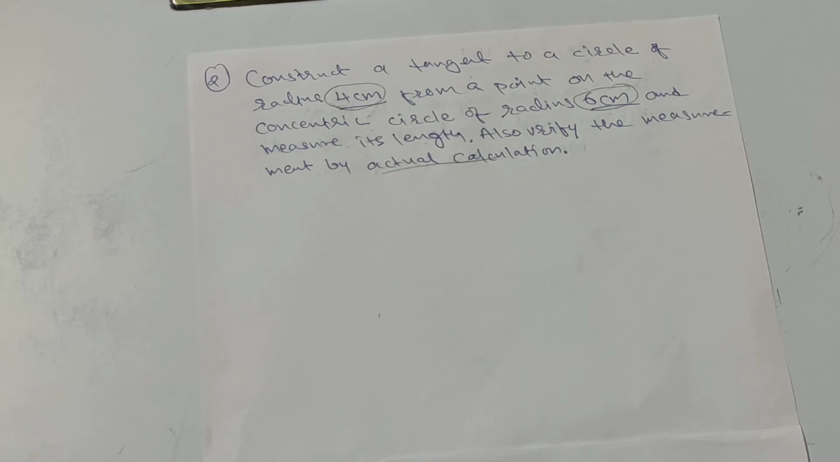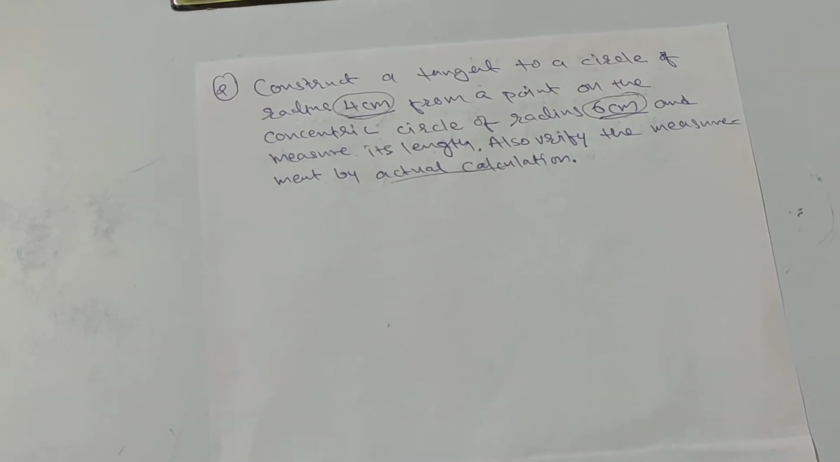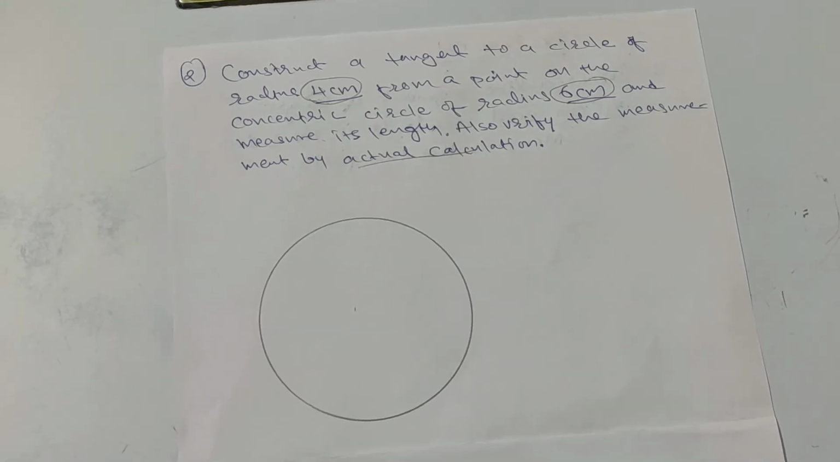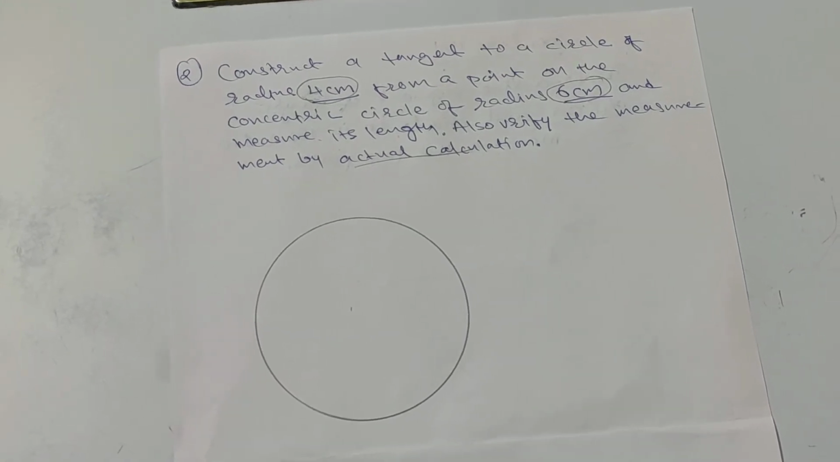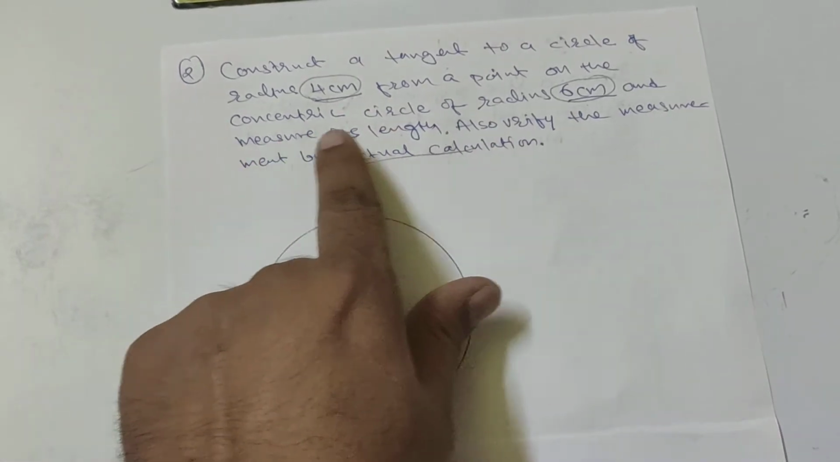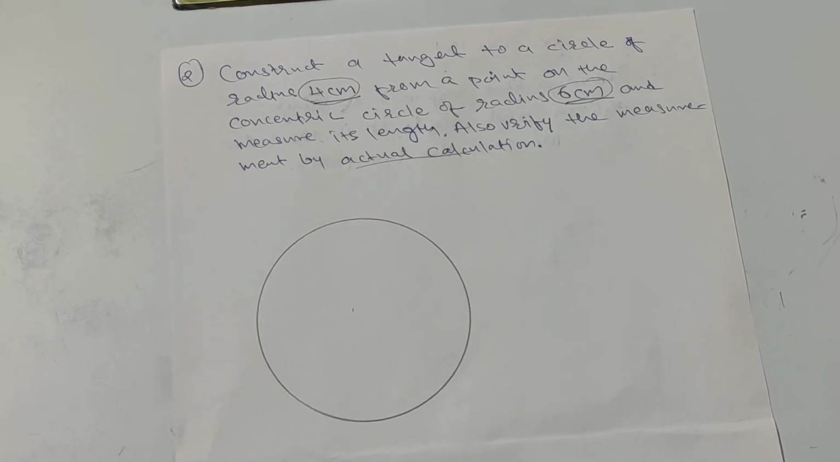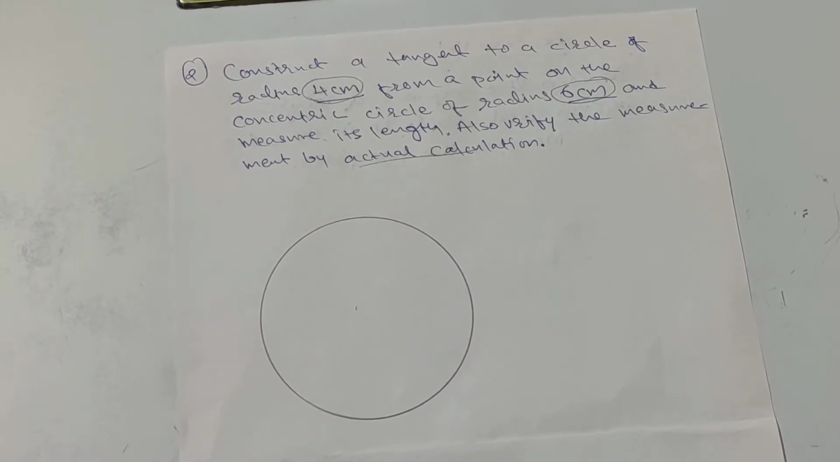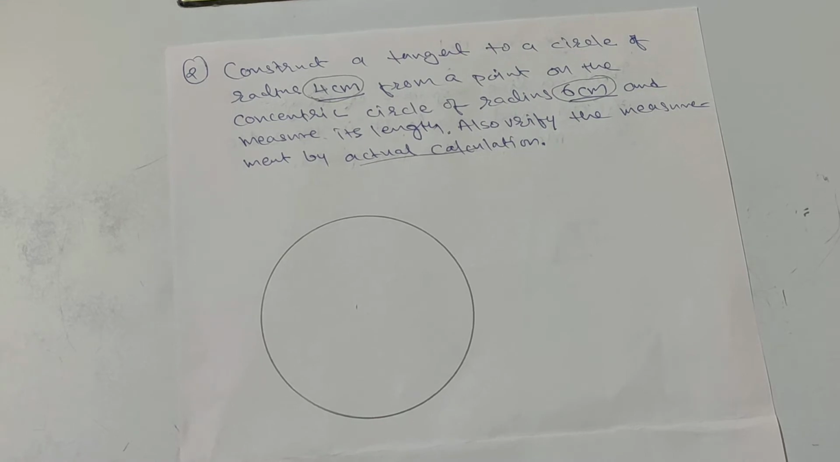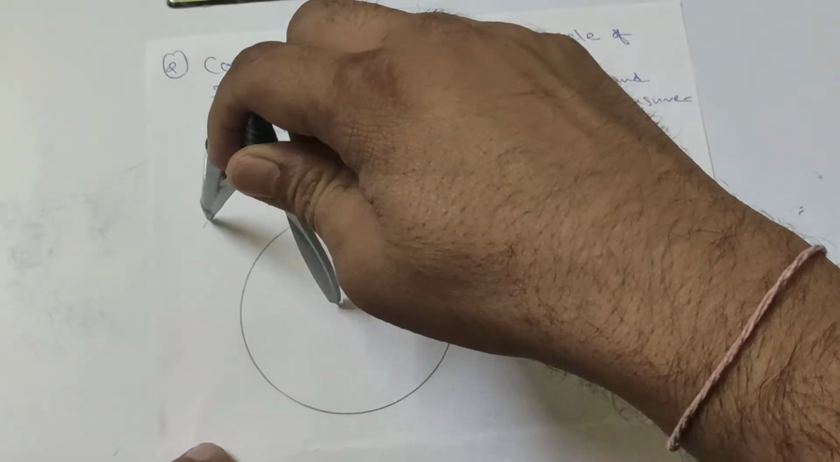First of all, I have to draw a circle of 4 centimeter. So let me draw it. My circle is ready, a circle with 4 centimeter radius. I have to draw another concentric circle with radius 6 centimeter. So I have to draw the second circle outside this, having the same center but with radius 6 centimeter. So keeping the same center and circle.